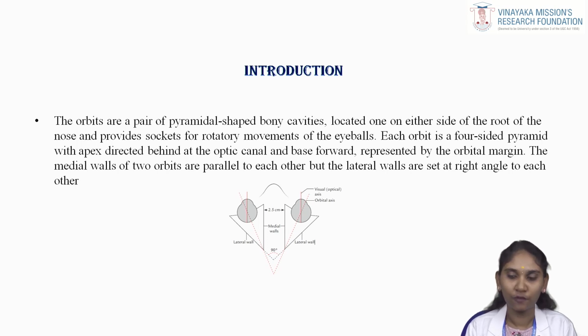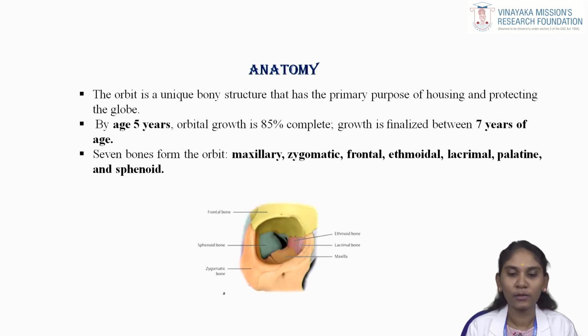So each orbit is a four-sided pyramid with the apex directed behind the optic canal and the base forward, represented by the orbital margin. The medial walls of the two orbits are parallel to each other, whereas the lateral walls are at right angles to each other. Coming to the anatomy, the orbit is a unique bony structure that has a primary purpose of housing and protecting the globe.